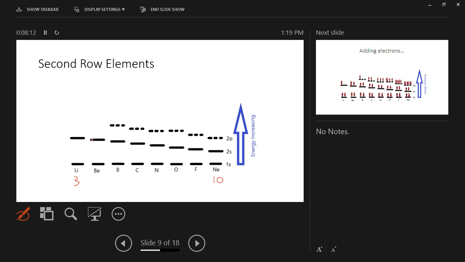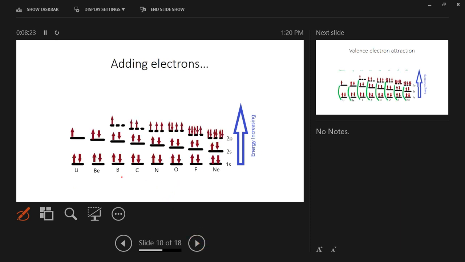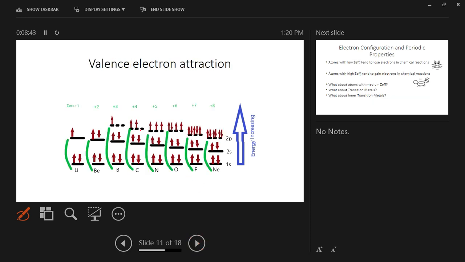So the 2s and the 2p electrons are drawn closer to the nucleus by the fact that there is a higher nuclear charge. And so when we add electrons to them, lithium has 3 electrons, and so 2 electrons in the 1s, and then 1 in the 2s, and so on and so forth. But these electrons are getting closer to the nucleus as the nuclear charge is increasing. And then this brings us to the idea of effective nuclear charge.